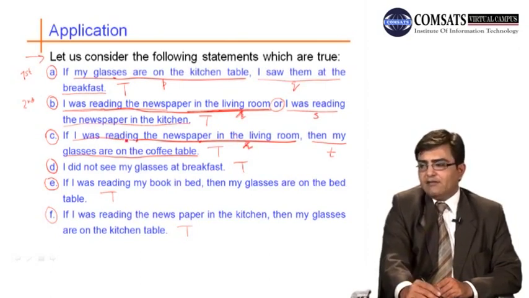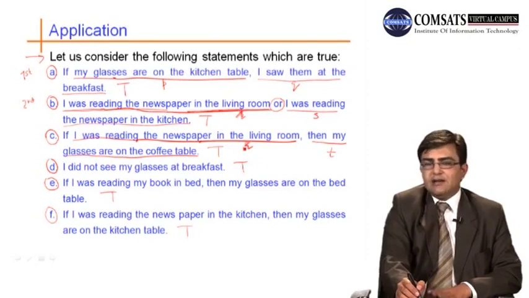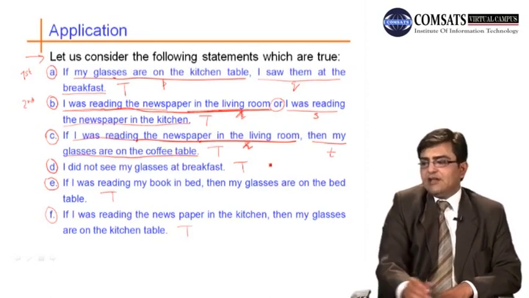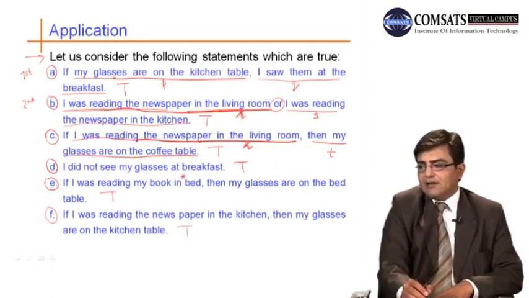Here we have: I was reading the newspaper in the living room. Here again this proposition came. If I was reading the newspaper in the living room, we give it the same name. We cannot change the notation of the same propositional variables. This will create confusion in the argument form, and we will not be able to draw a valid conclusion. Then my glasses are on the coffee table, we suppose T. I didn't see my glasses at breakfast.